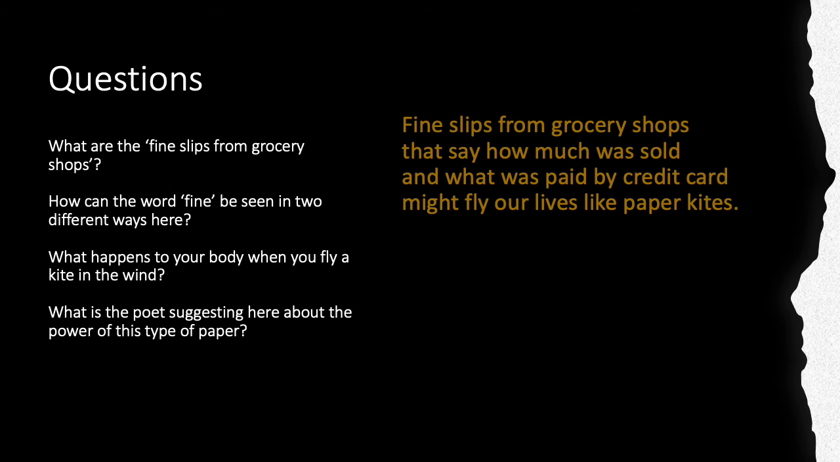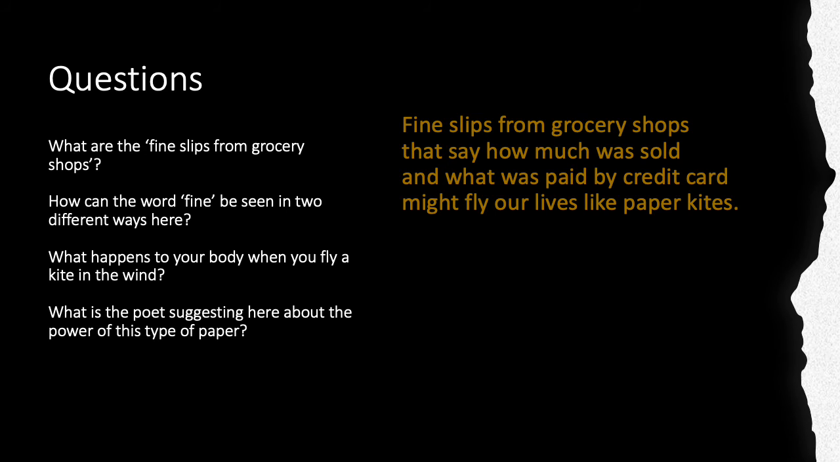And then question 2 is thinking about what those fine slips are. Once you've got the answer, what paper is it that you get from grocery shops, how can that word fine be seen in 2 different ways here? So the fine slips from grocery shops, you can see that word fine in 2 different ways. It might mean one thing, but it might also link into another. So see if you can think about that question. What do we mean by fine as an adjective? What is a fine, maybe, as a noun?